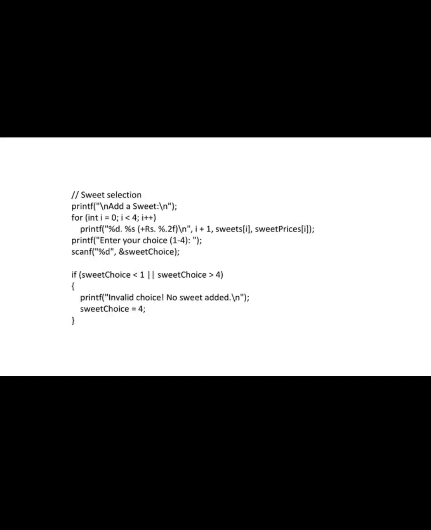Okay, so here's the final part of the code that pulls it all together. After picking a drink and size, the system asks to add a sweet. It shows a clean list with prices just like before, and critically, it has the same validation check. If you enter an invalid choice, it just defaults to no sweet, so the program never crashes. Now, this is where the magic actually happens.